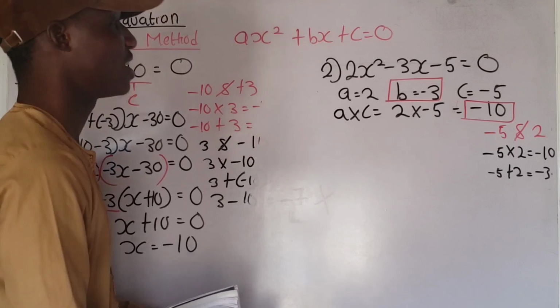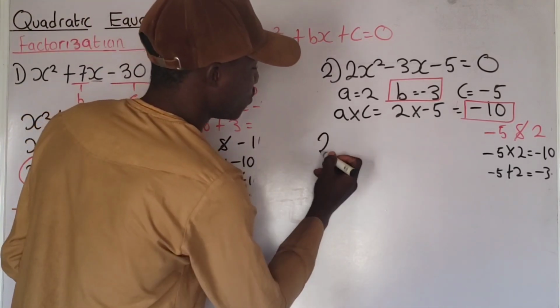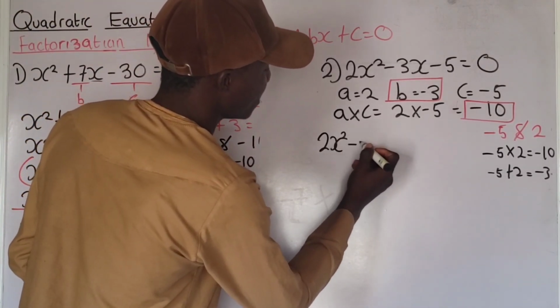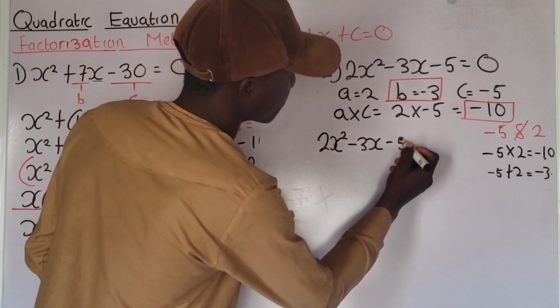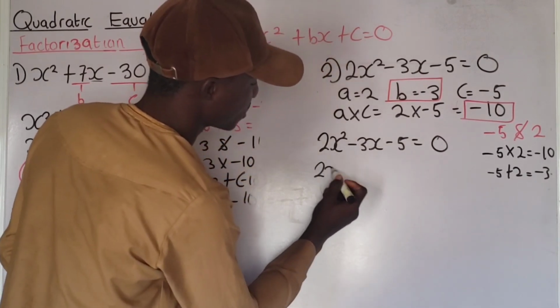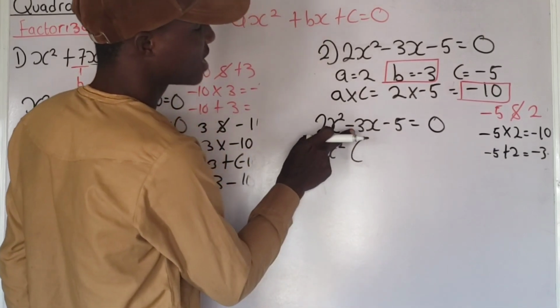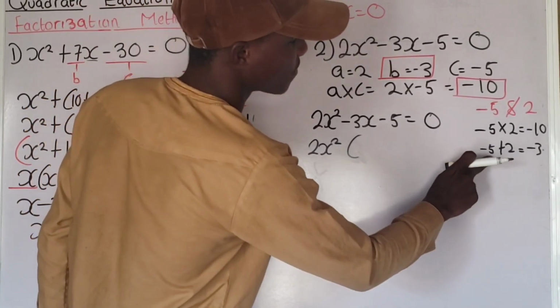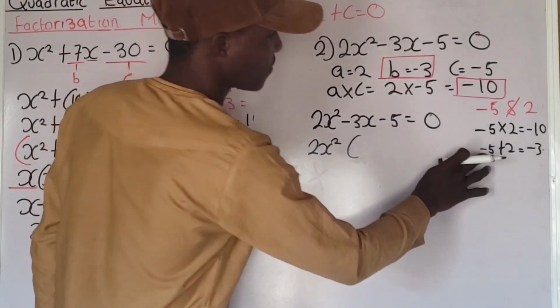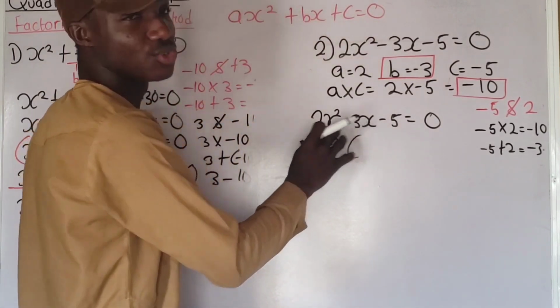Just pay attention, okay? Here, the quadratic equation will become like this. 2x squared minus 3x minus 5 equals 0. 2x squared, please pay attention, plus a bracket, I'm going to replace negative 3 by negative 5 plus 2, you understand? Because negative 5 plus 2 will give me negative 3. Do you understand?